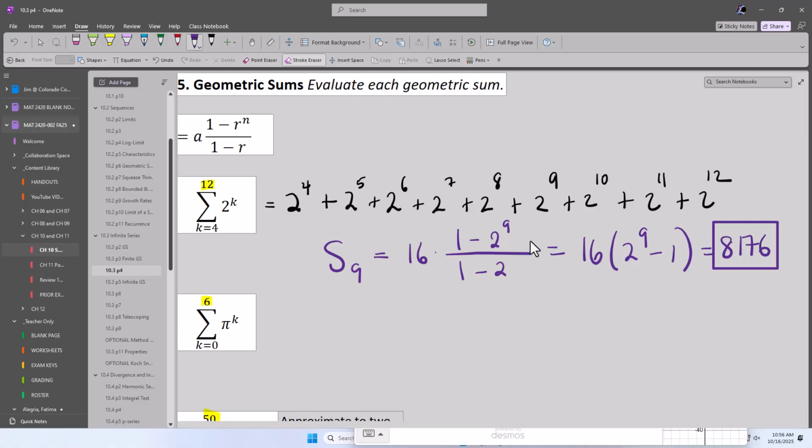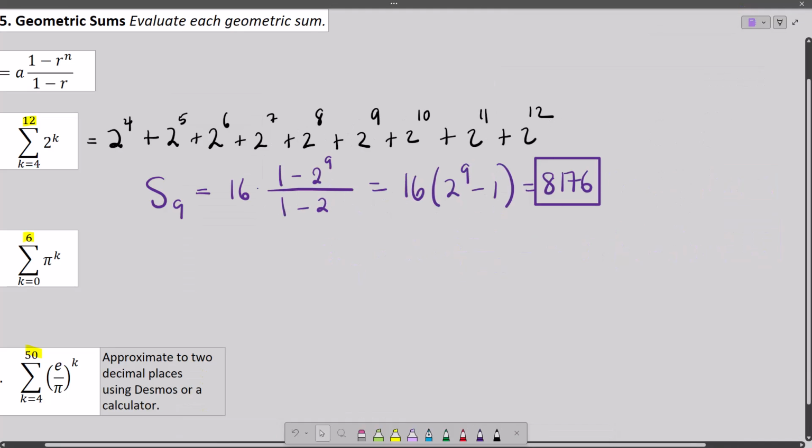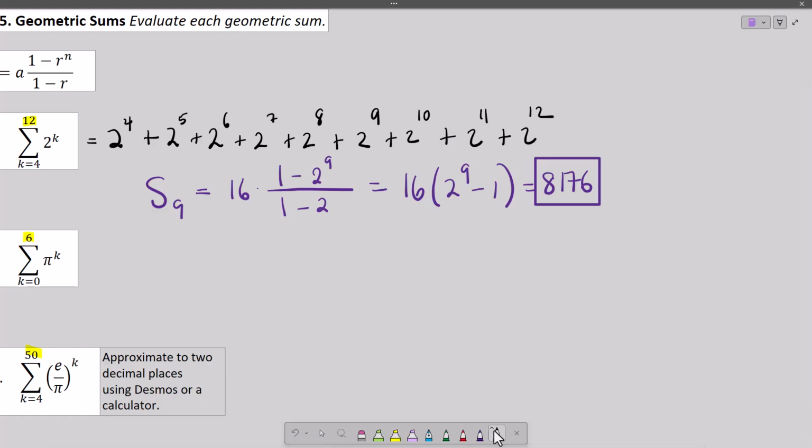So obviously if you don't go to infinity, you have a finite series, so it's going to have a sum. If you went to infinity, then it would say it does not exist. It becomes infinite. But if it's finite, then you can do it. Okay. Now let's take a look at this one.